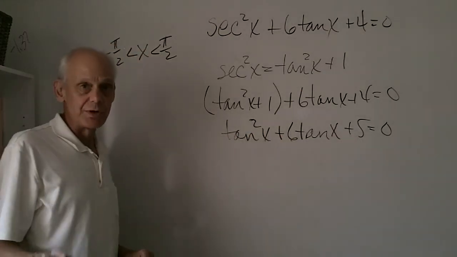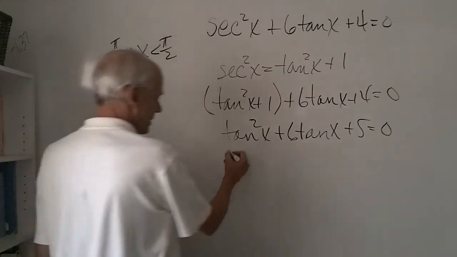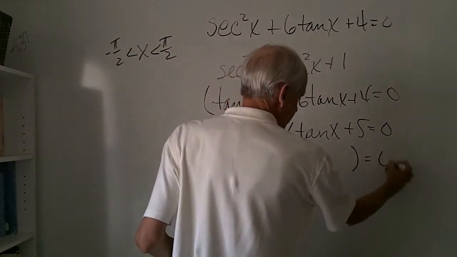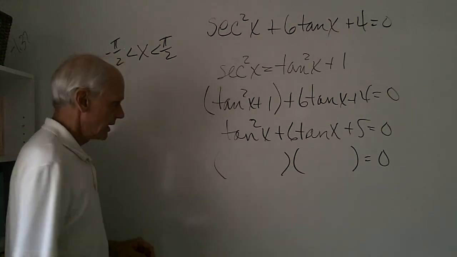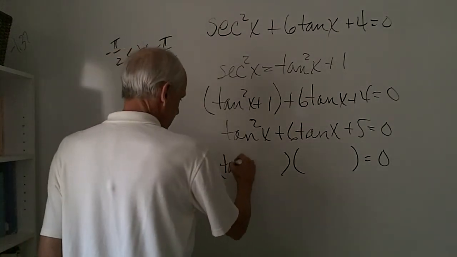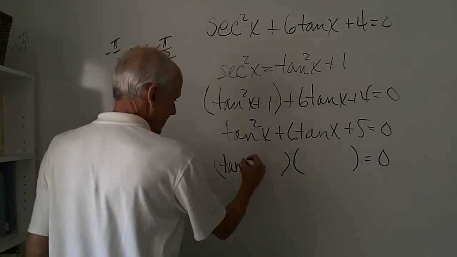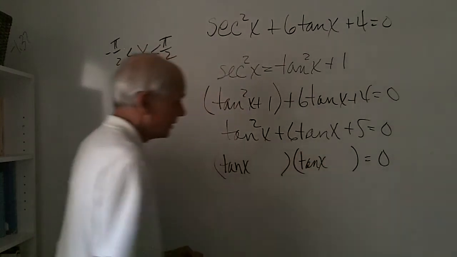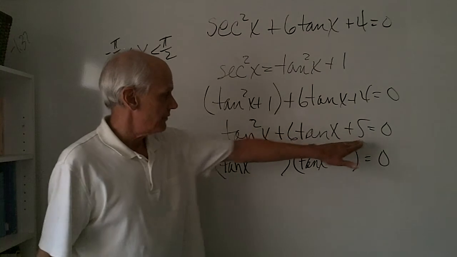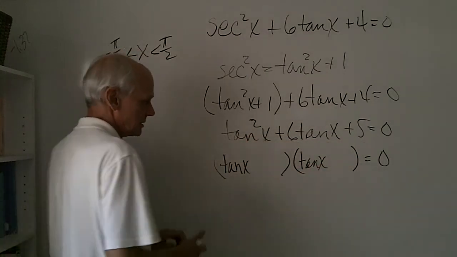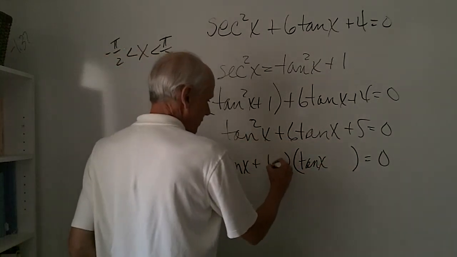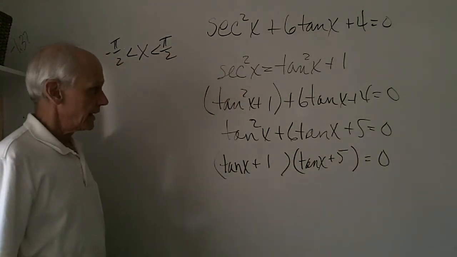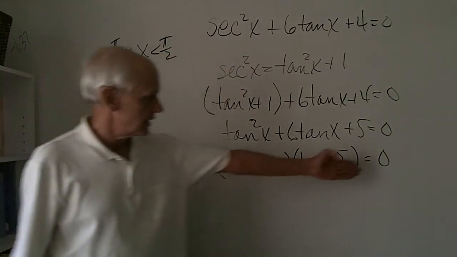So what I'm going to do is treat it just like I would a quadratic, and that is factoring it into two factors equaling 0. And what I get is the square root of this first one, which is tan x. That's going to go here and here. And now I'm looking for two factors of 5 whose sum is 6, and those would be 1 and 5. And now I have these two factors set equal to 0.